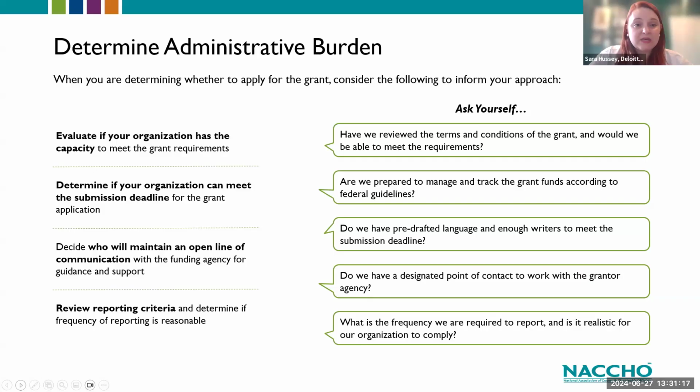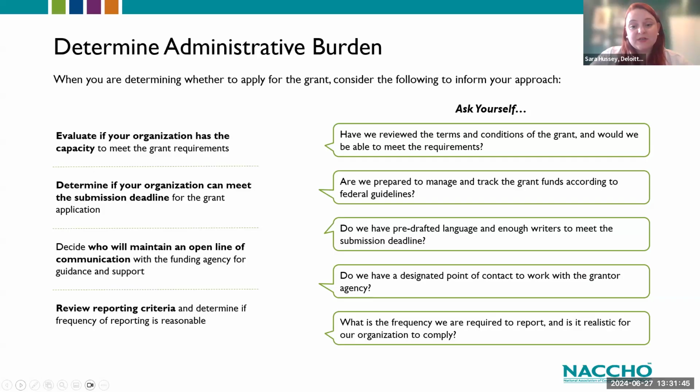How will we be maintaining those lines of communication with the awarding agency? And what does that reporting criteria look like? Do we have the capacity to be pulling together fairly significant reports on a quarterly basis, or on an annual basis? Every award is different and can have different terms and conditions.